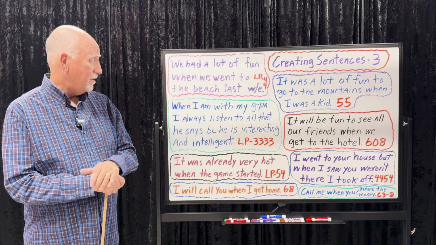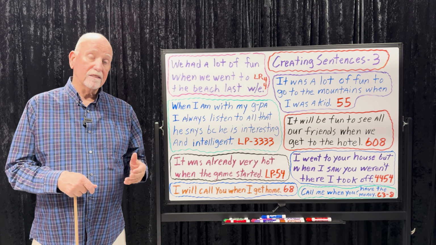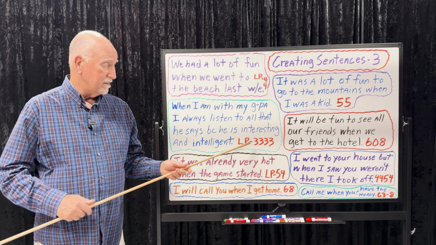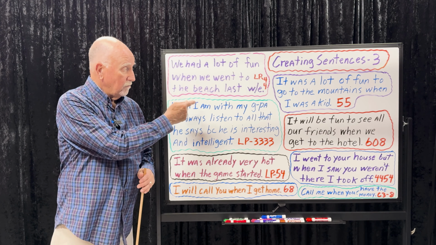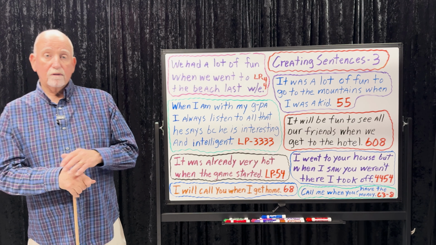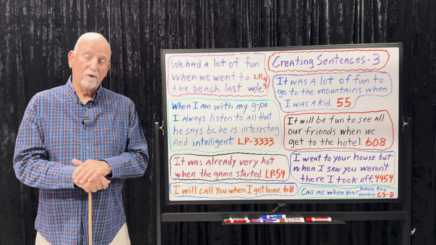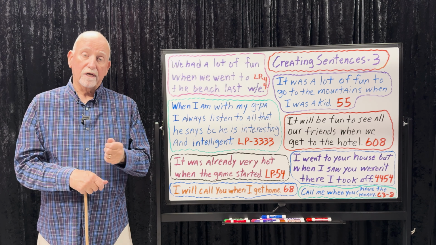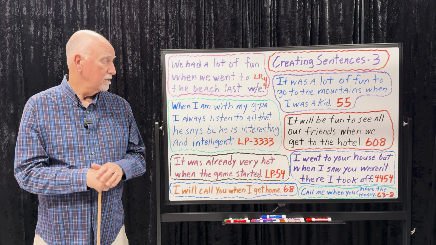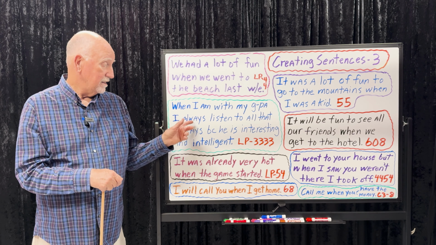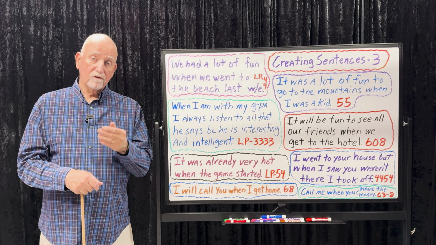Next one. When I am with my grandpa, I always listen to all that he says because he is interesting and intelligent. These are all 3s. The license plate, they're all present tense. That's pretty easy, right? When I am with my grandpa. Well, location, estar, is to be used with location. So when I am with my grandpa, cuando estoy con mi abuelo, I always, siempre escucho. I always listen to. The to is understood in the verb escuchar.